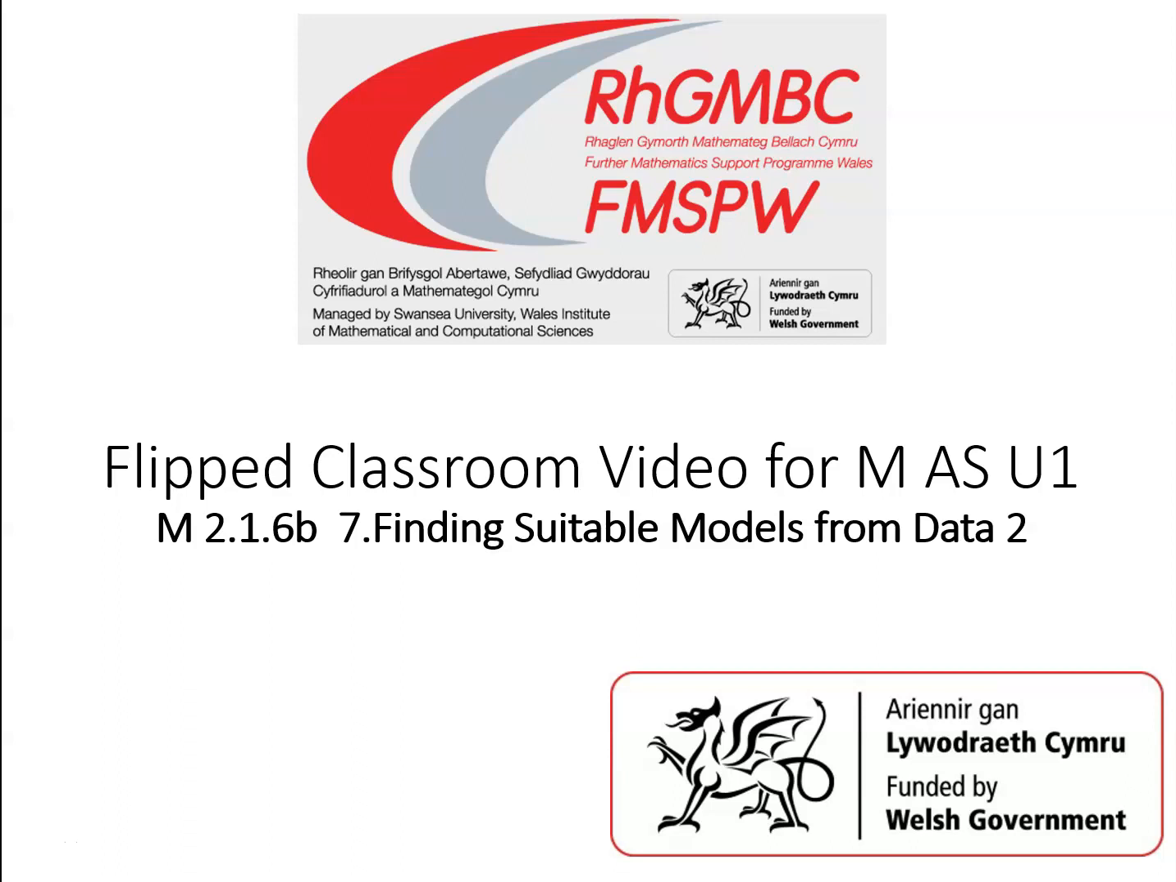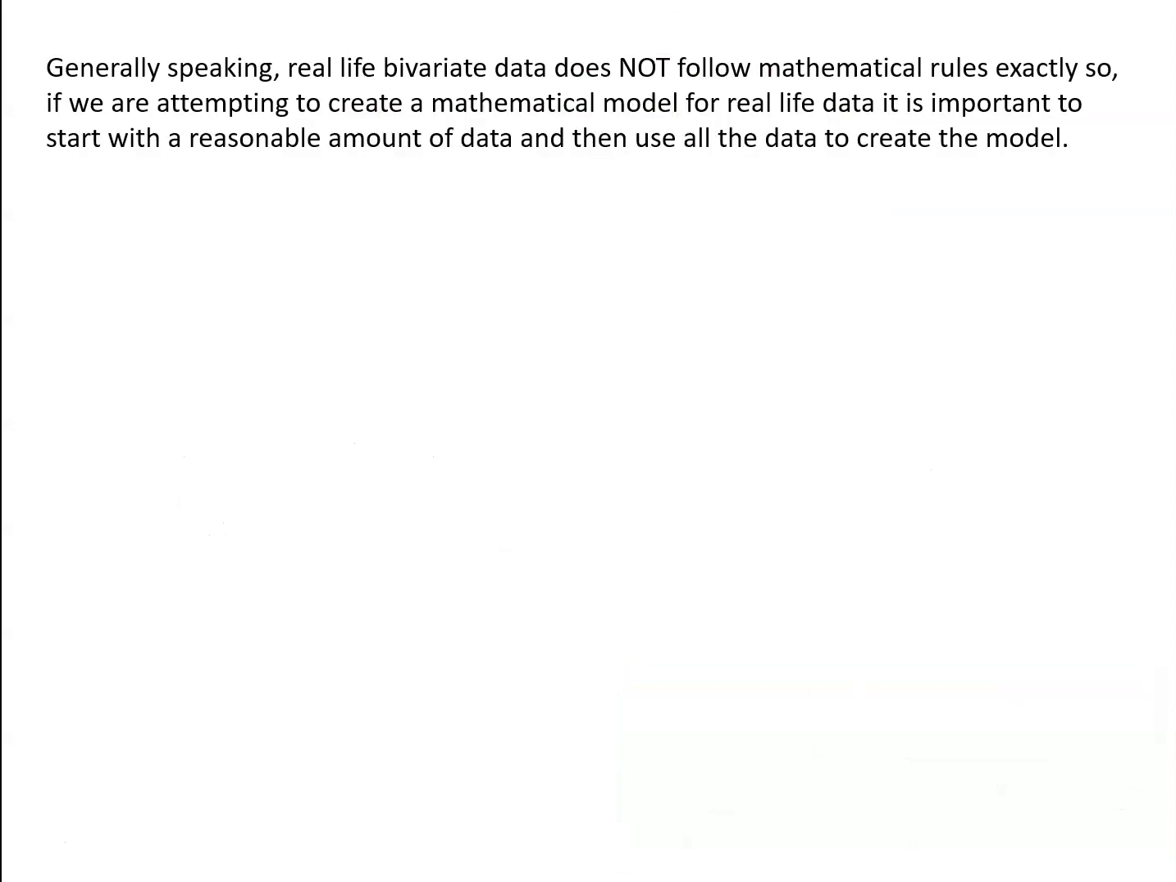In this video we're going to continue using logarithms to find suitable models from collections of experimental data. Real-life bivariate data does not follow mathematical rules exactly. There'll be some degree of error in the figures that we observe. So if we're attempting to create a mathematical model for real-life data, it's important to start with a reasonable amount of data and then to use all the data to create the model.